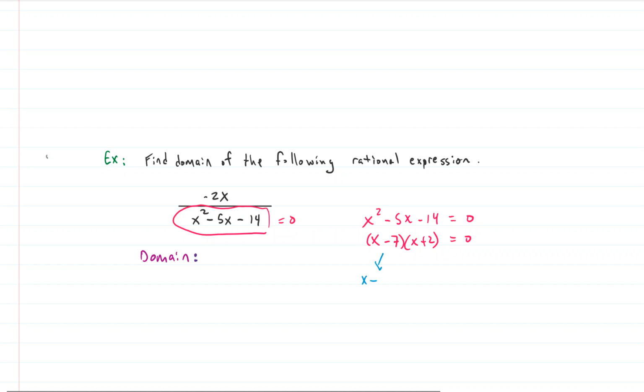and now we can set both of these equal to 0 and solve. So x minus 7 equals 0. If we add 7 to both sides, that gives us x equals 7. And x plus 2 equals 0. If we subtract 2 from both sides to solve for x, we get x equals negative 2. So our answer then, the domain would be all real numbers, that's that script R, except x cannot equal 7 or negative 2.